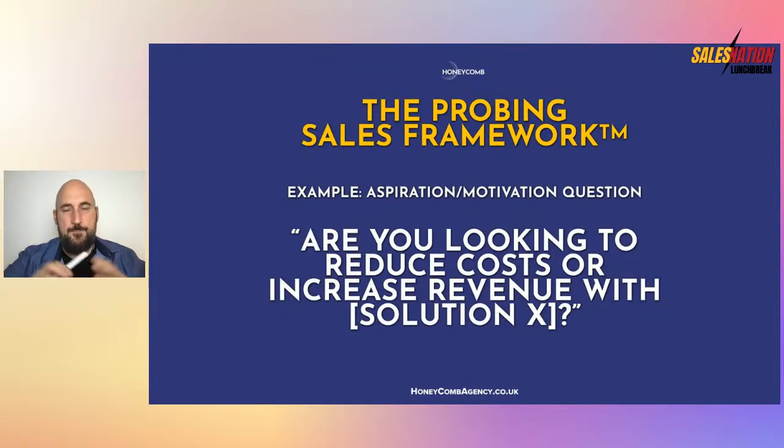So let's go back into the conversation wheel. Let's try to prevent an objection, a price objection right here. In this example, we're asking aspiration, motivational questions, right? What do they want to achieve and why? That's the aspiration and the motivation behind it. So we ask something like, are you looking to reduce costs or increase revenue with solution X, right?